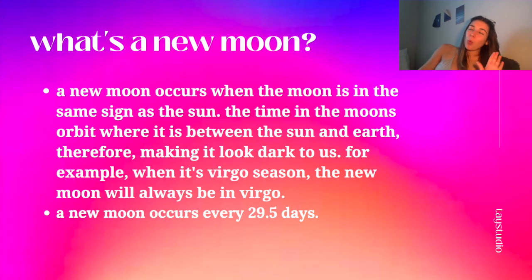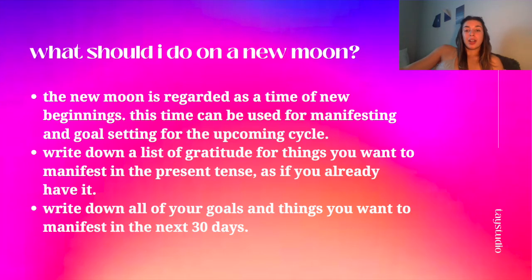Now, what is a new moon? So a new moon occurs when the moon is in the same sign as the sun, the time in the moon's orbit where it is between the sun and the earth, therefore making it look dark to us. For example, when it's Virgo season, the new moon will always be in Virgo. And a new moon, again, occurs every 29 and a half days, same as the full moon. So the new moon is regarded as a time of new beginnings, and this time can be used for manifesting and goal setting for the upcoming 30 days.